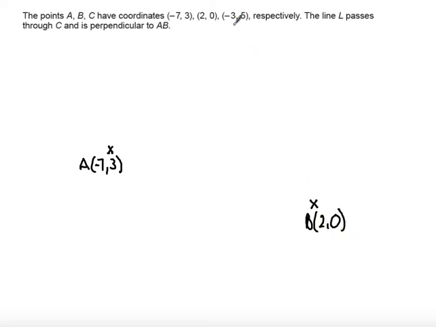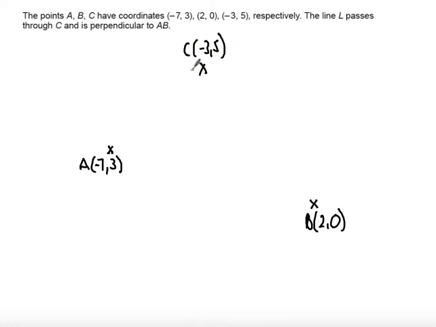Finally, C, which is a little bit trickier because I've now got to put it into perspective with two other points, is (-3, 5). So it's in between A and B. It's a little bit closer to A, but it's higher than A. So I'm going to put it around about here, and we'll call this C (-3, 5).